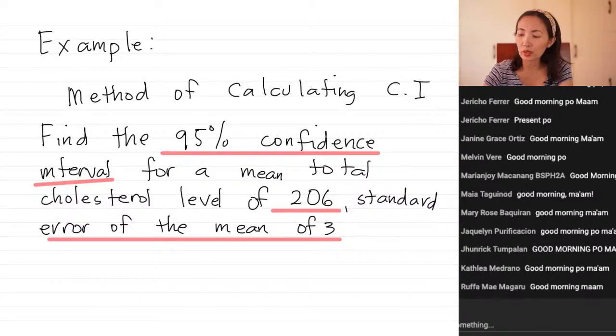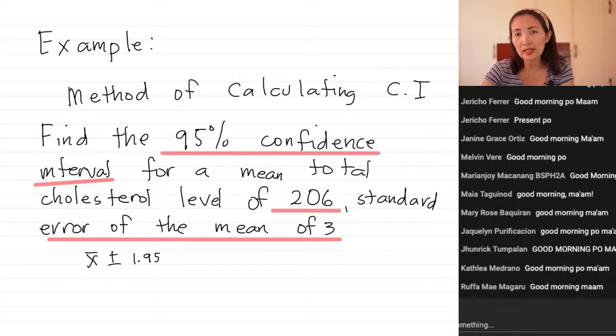Mean of 206 and a standard error of the mean of 3. So how shall we compute for the interval? Again, using the formula, x bar plus minus, to the left and to the right, plus minus what's the z value? 1.96 because it's 95%.